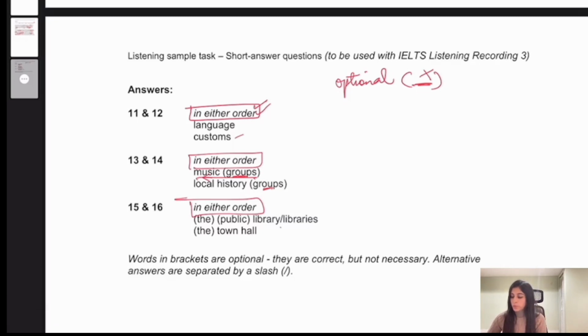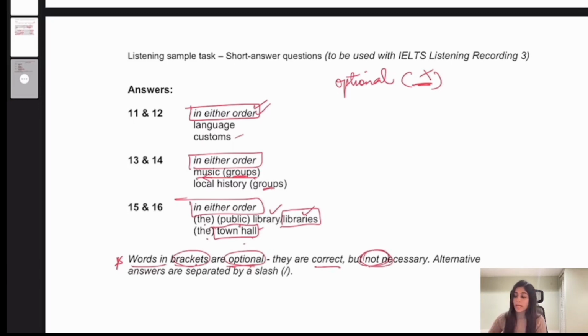Here again, it could be library, it could be libraries. I had written libraries, so that's also correct. It could be the public library, that's also correct. The town hall, that's correct, and I had written only town hall, that is also correct. So please read this and pay attention. Words in brackets are optional. They are correct but not necessary.